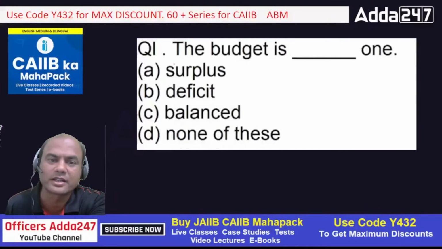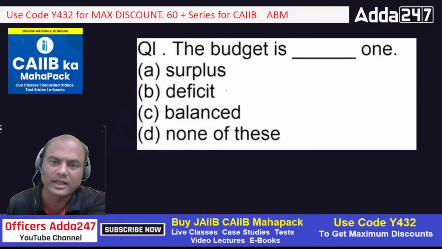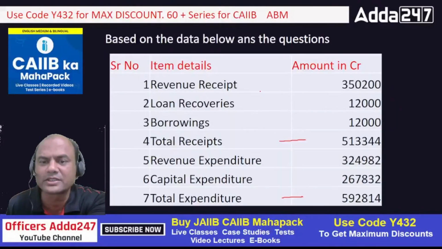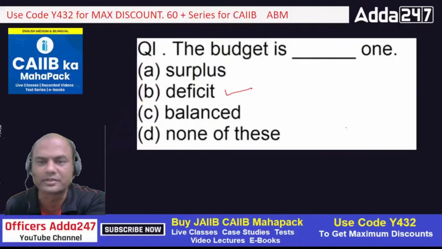Type fast. Is the answer A or B? Of course, C and D are out. Which one? What do you think should be the answer? Correct. The answer is B, deficit. Got it? Why? Because it's simple: 513 is the earning, 592 is the expenditure. Income, expenditure. That's the logic. Got it? Next one.